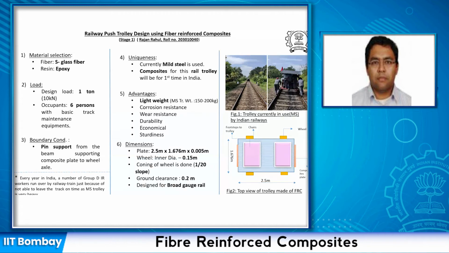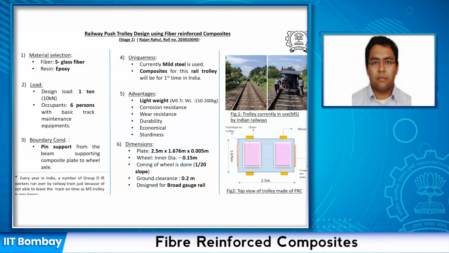Now come to the uniqueness. Why am I choosing this composite? Since this is mild steel, I'm choosing this composite because the composite railway trolley will be used for the first time in India. And what are the advantages? The biggest advantage and the biggest factor for designing this railway trolley is the light weight. From statistics we can say that in India a number of Group D railway workers are run over by trains just because the trolley is heavy and they cannot remove it. Now let us come to our dimensions.